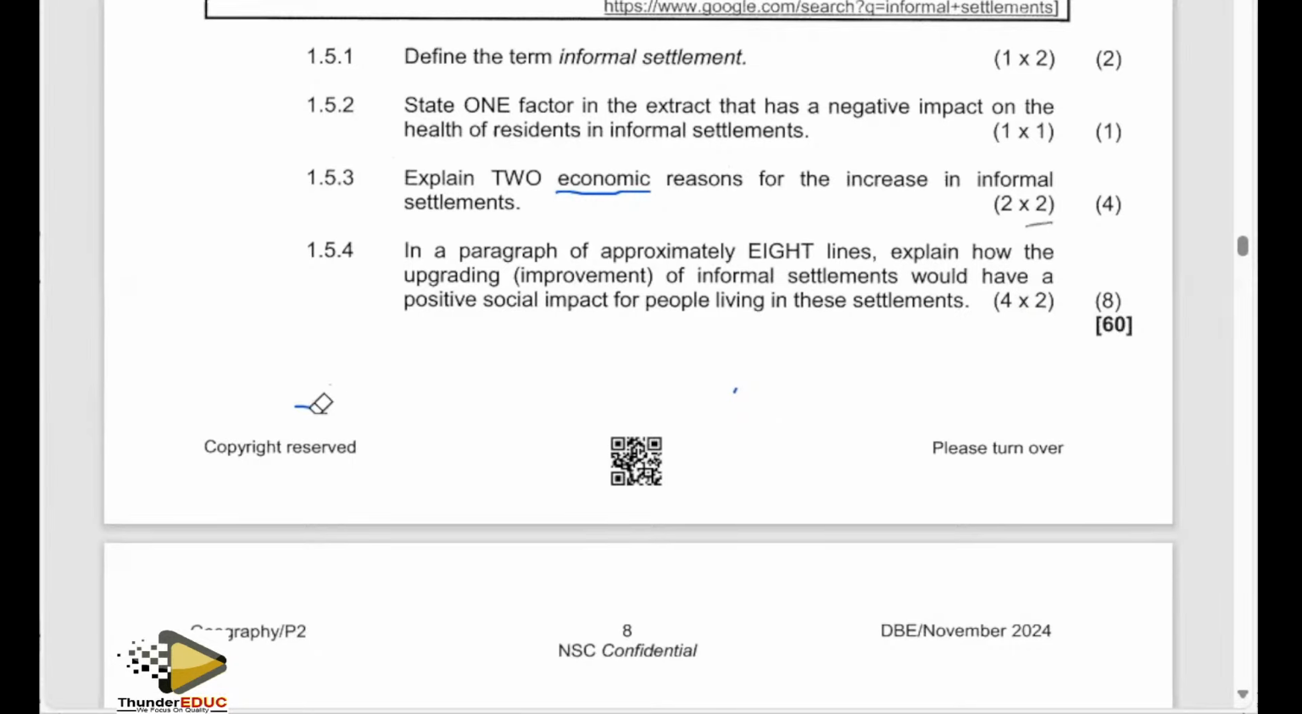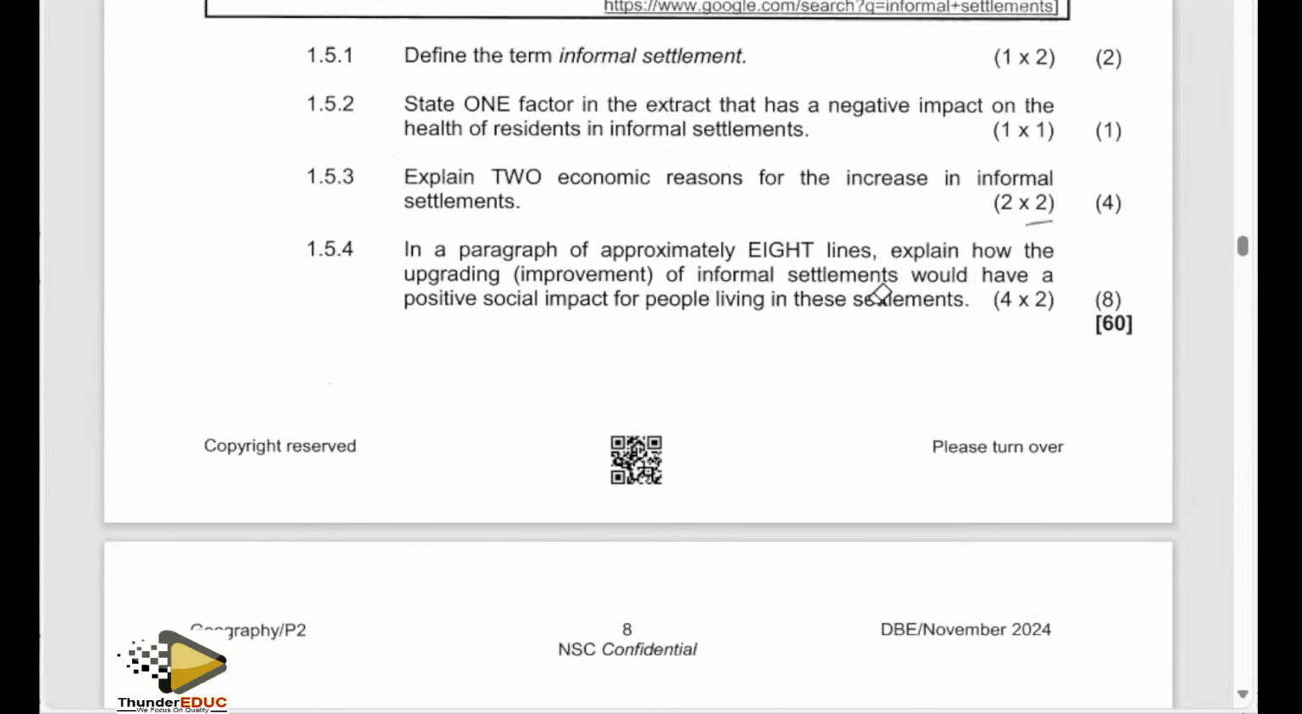This one is a paragraph question. You must not put bullets, you must write continuously. And remember, your points must be fully developed with a factor and a qualifier for that particular factor. Right, in a paragraph of approximately 8 lines, explain how the upgrading or improvement of informal settlements would have a positive social impact for people living in these settlements.